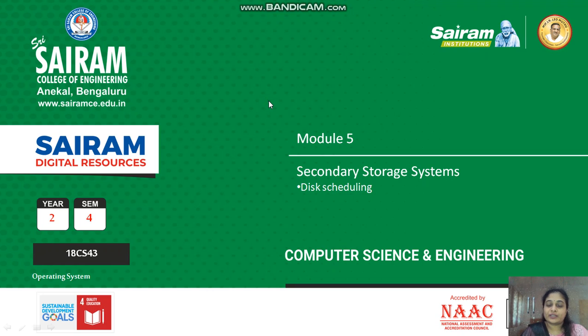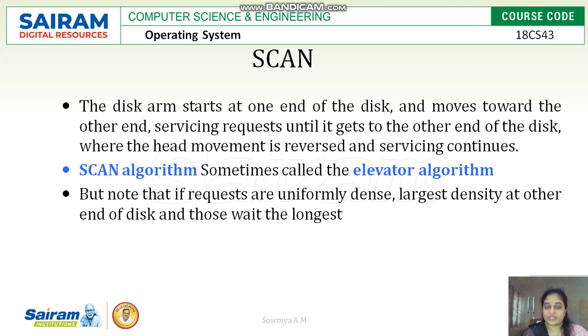Hello everyone, in this video we will see the continuation of disk scheduling algorithms. The third method of disk scheduling is the scan method, where the disk arm starts at one end of the disk and moves towards the other end. While moving from one end to the other, it will serve all the queue values which have to be scheduled, and then it will come back.